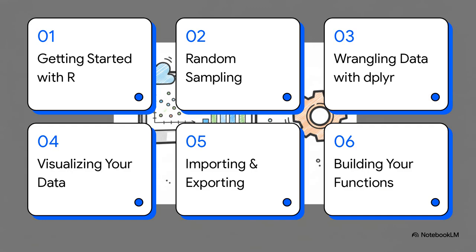All right, so here's the game plan for today. We're going to start with the absolute basics, getting everything set up. Then, we'll talk about a really crucial idea, random sampling. From there, we'll get our hands dirty wrangling and visualizing data. We'll also cover how to get data in and out of R, and wrap things up by looking at how you can build your very own functions.